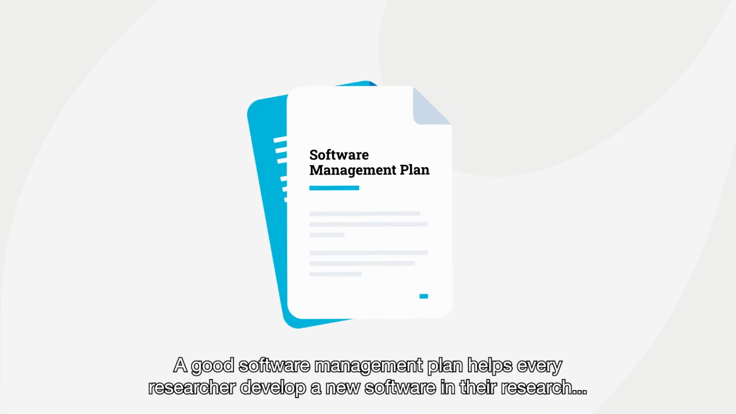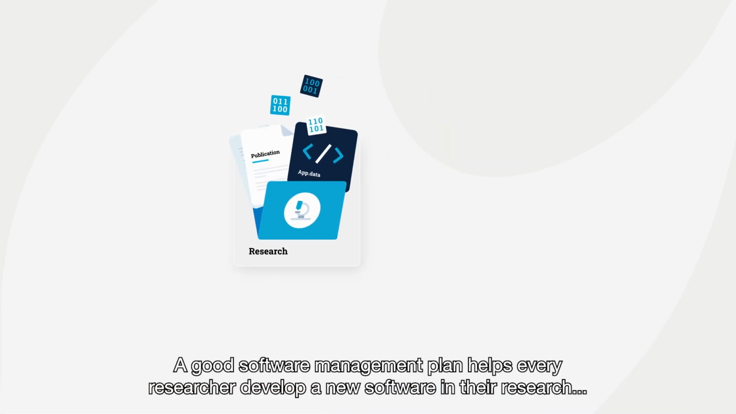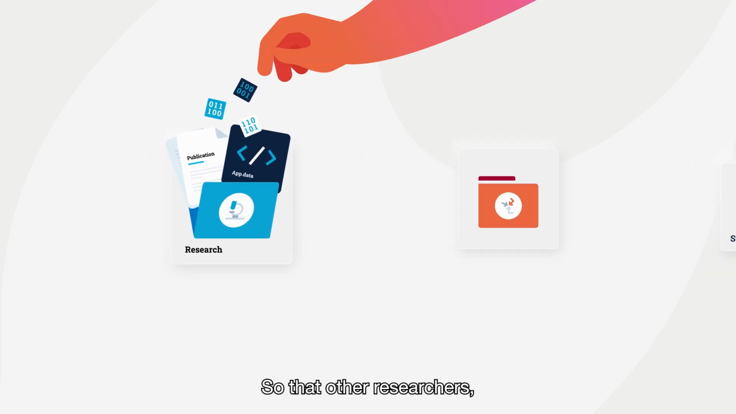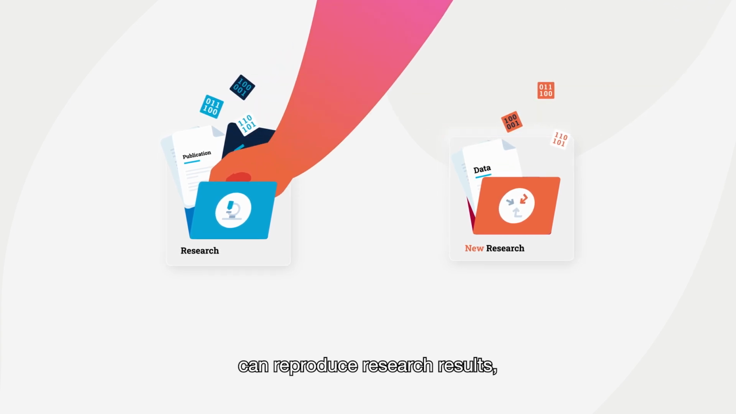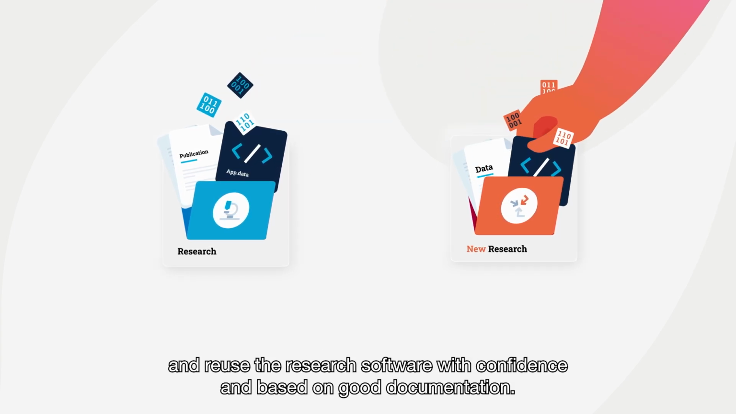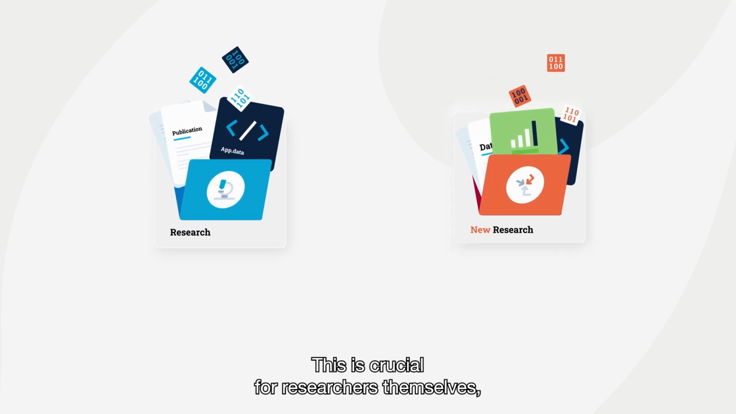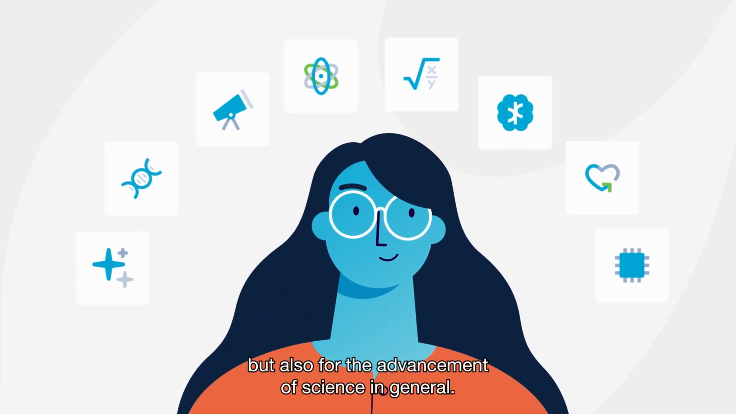A good software management plan helps every researcher develop and use software in their research in a sustainable and reproducible way, so that other researchers, now and in the future, can reproduce research results and reuse the research software with confidence and based on good documentation. This is crucial for researchers themselves, but also for the advancement of science in general.